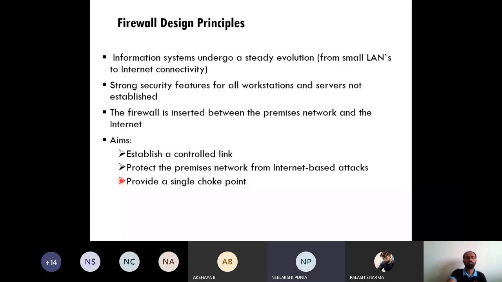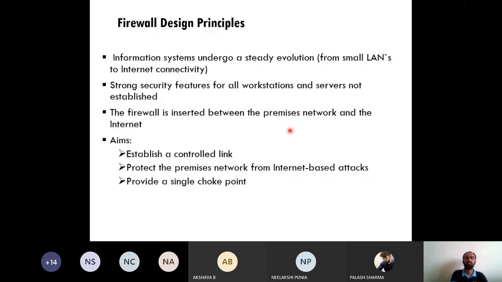Okay, if that is the case, next we'll move on to the design principles. Coming to the design principles, till now I said what all things can be done. Now I'm talking about whenever you are designing the firewall, what all things you should have in your mind?